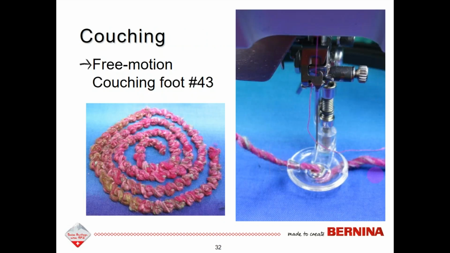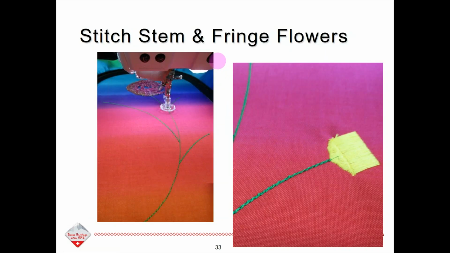Then set the machine for couching. I used the Free Motion couching foot number 43. I used a heavyweight cutaway behind my background fabric, and I did leave the stabilizer in the fabric to give it some stability. And when you start couching and the machine ties off at the beginning, be sure and stop the machine so you can cut the tail off as it goes around and does the spirals around. Next, you'll stitch the stem and the fringe flowers.